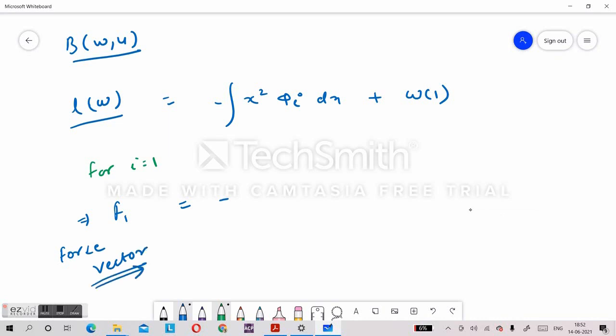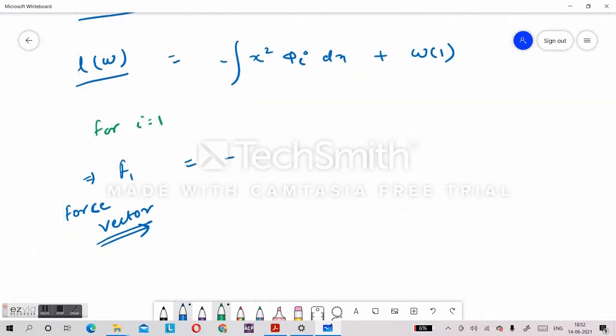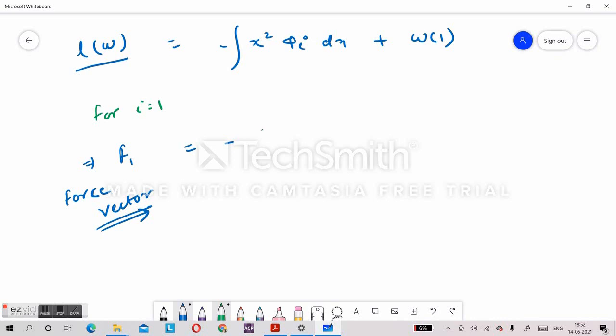Okay, this term is the force vector. As we go further in beams, we will see these terms more clearly. This term will be equal to minus the integral of x squared phi I, this one will be phi 1 dx plus w1. So w1 will be equal to phi 1, phi I, and phi I equals x to the power n.